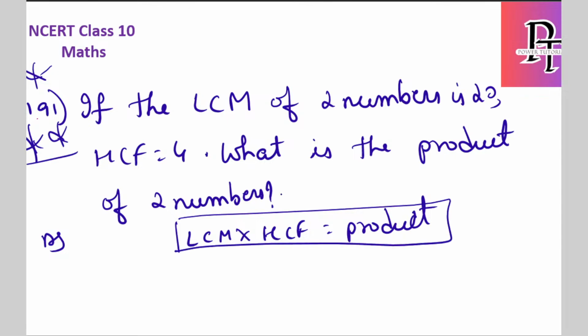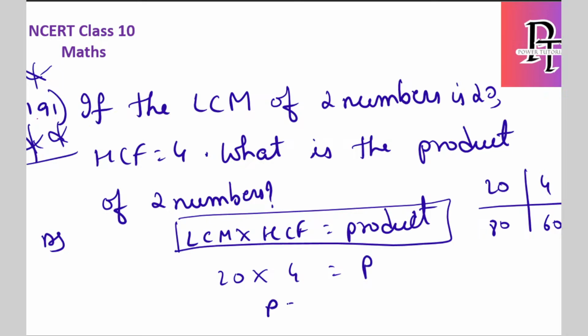Okay, so here they have mentioned, let's write the options also: 24, 80 and 20. So what is the LCM? They have provided LCM is 20. So 20 into HCF, which is 4, is equal to the product. So the product I can say as 20 into 4, which is 80. So C is the answer. Always remember, LCM into HCF of two numbers is always equal to the product of those two numbers.